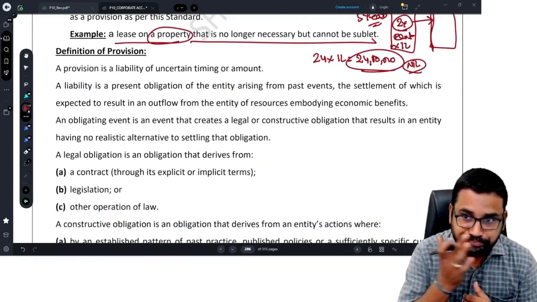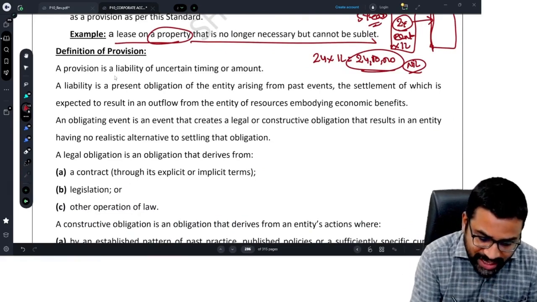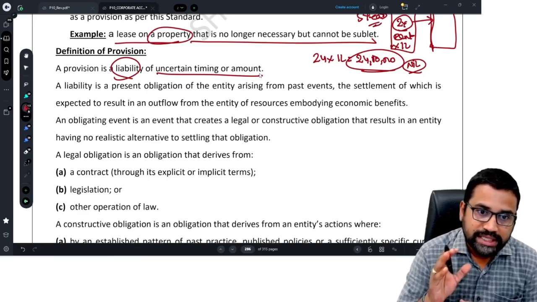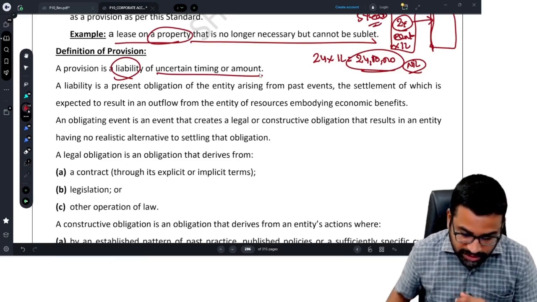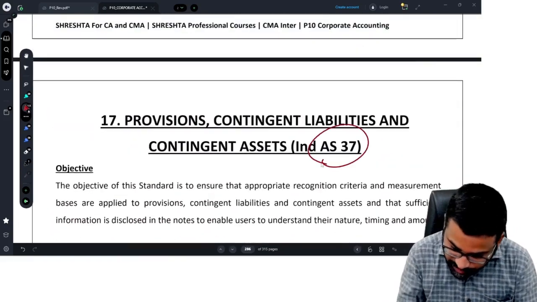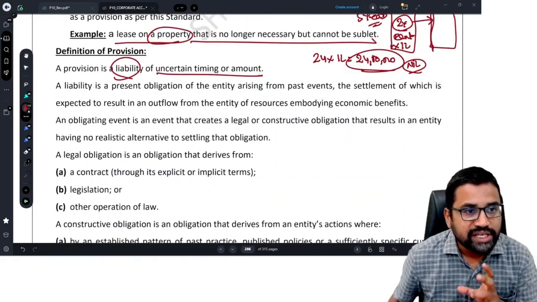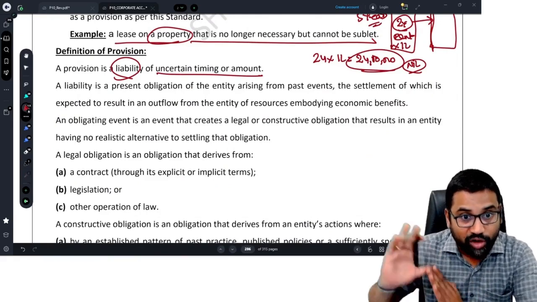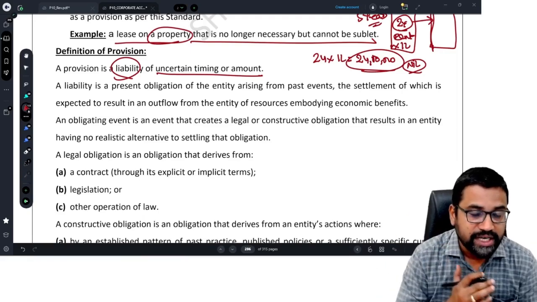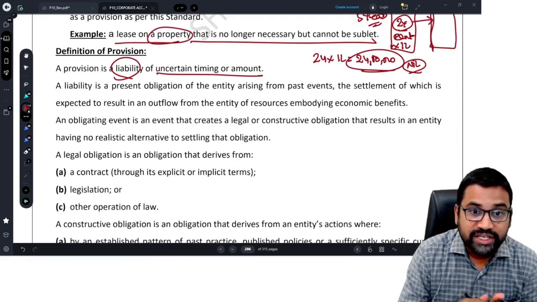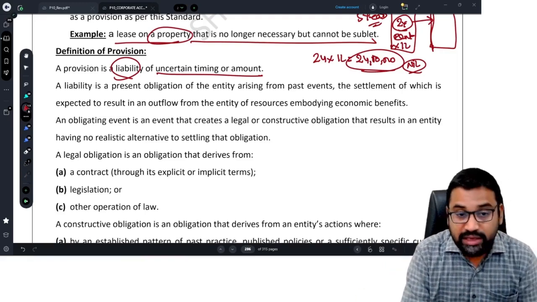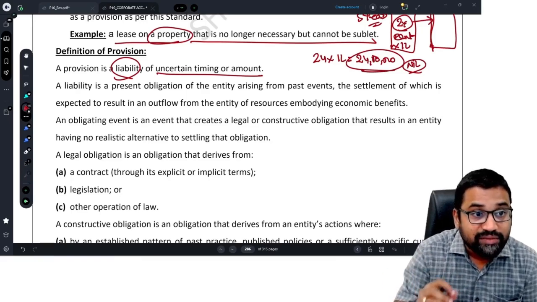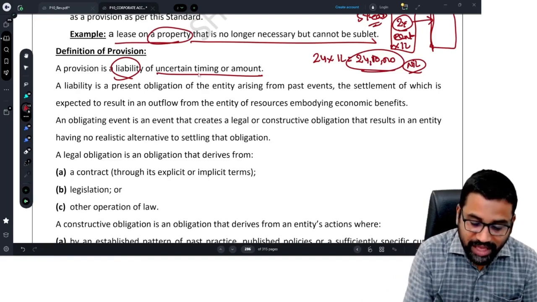What is a provision? The standard says a provision is a liability of uncertain timing or amount. Important, listen to me carefully. What does Ind AS 37 say a provision is? There is a difference between the normal accounting standard and this standard. In the normal standard AS 29, if you read, sir, they say a provision is a liability with a substantial degree of estimation. But here, Ind AS 37 has not used that word. Instead, they are saying a provision is a liability of uncertain amount or timing.